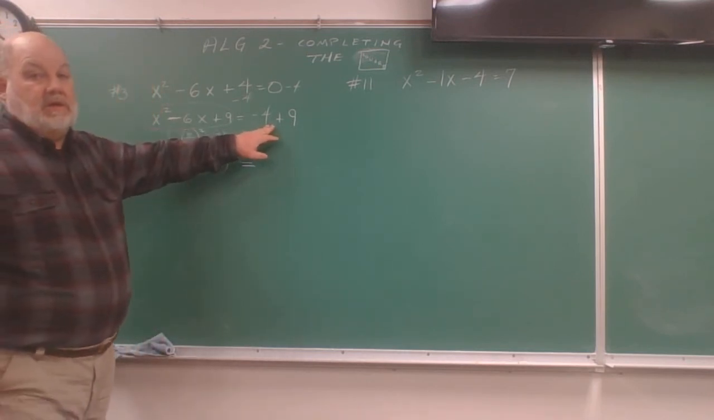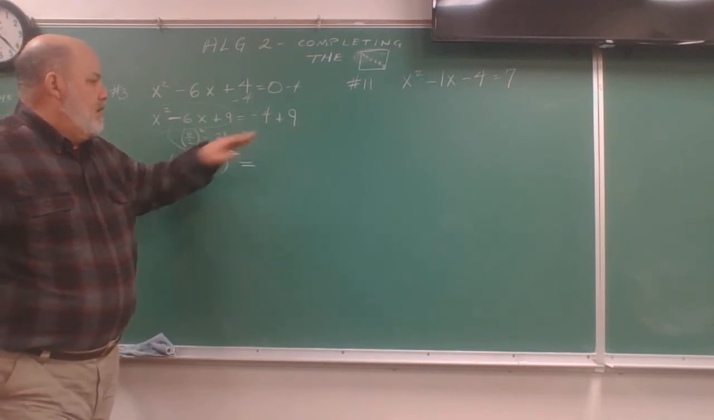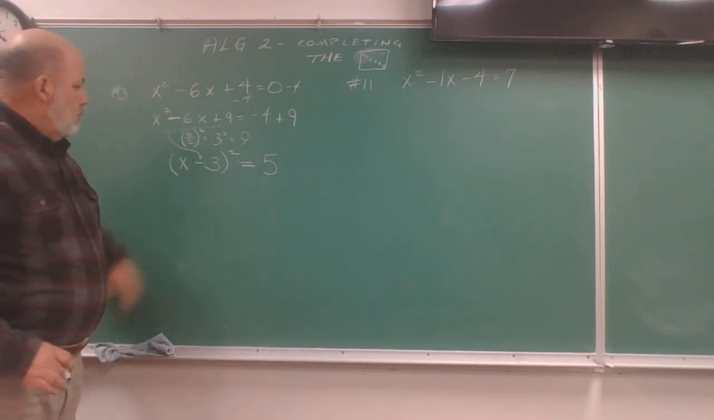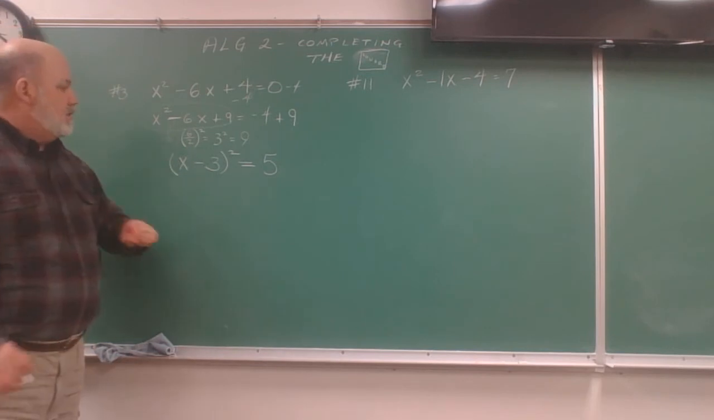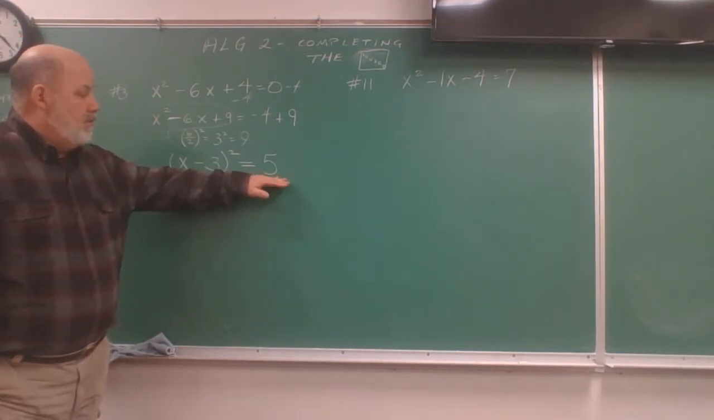Right-hand side, I just need to do negative 4 plus 9. Well, 9 minus 4 is equal to 5. Take away this arrow here so it's not bothering us. I have the quantity x minus 3 squared equals 5.